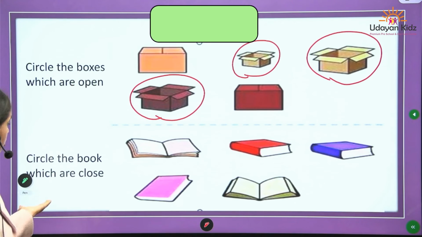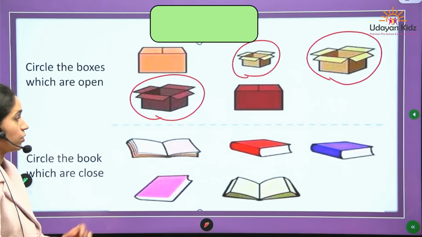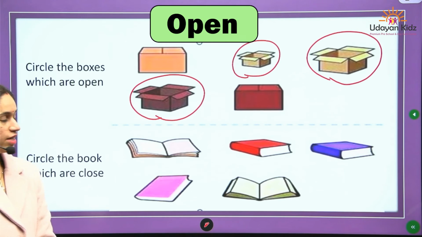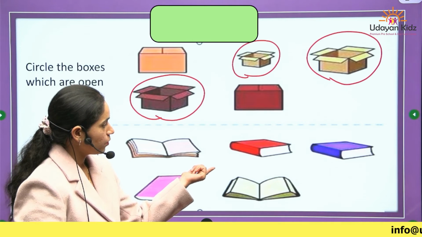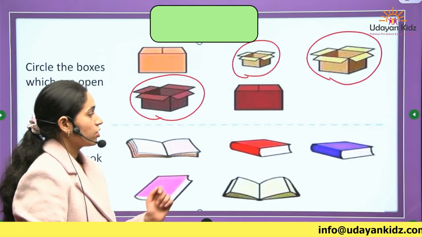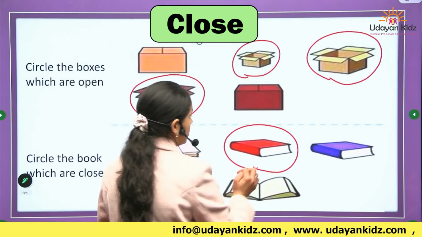Now, come to the next question. Circle the books which are closed. Now, tell me, is the first book closed or open? Open. So, we will not circle it. Now, tell me, is the second book open or close? Close. So, we will circle this book.